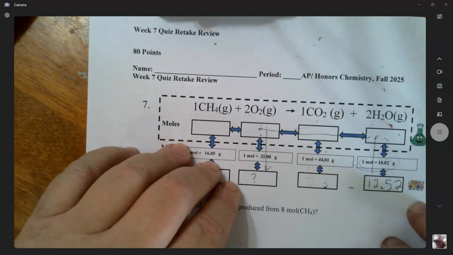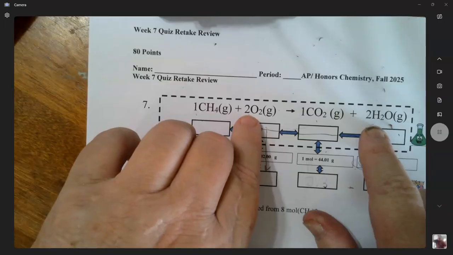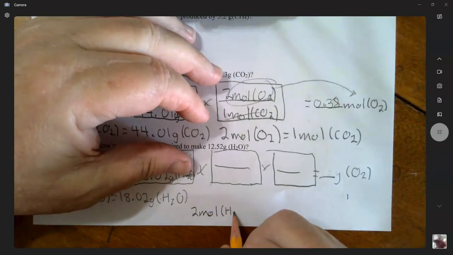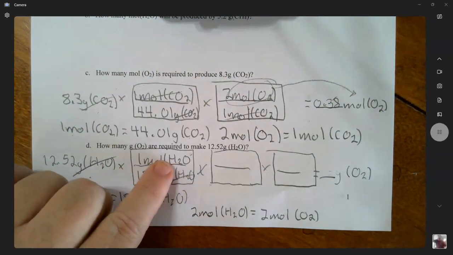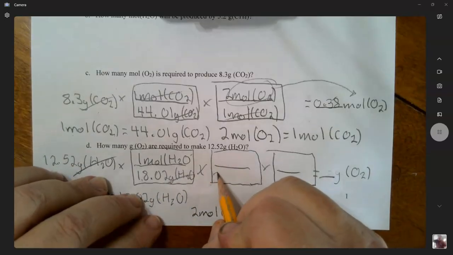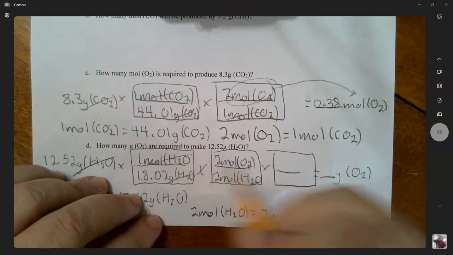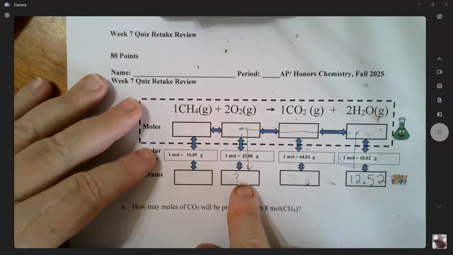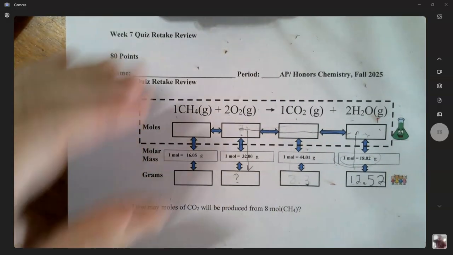So it's 2 moles of H2O equals 2 moles of O2. We have moles of H2O here, so we need moles of H2O on the bottom. Cancel and cancel. Now we're sitting in this box right here. We need to come out to here, so you need the molar mass for oxygen.